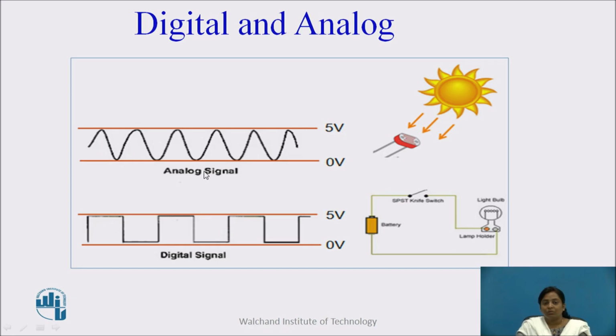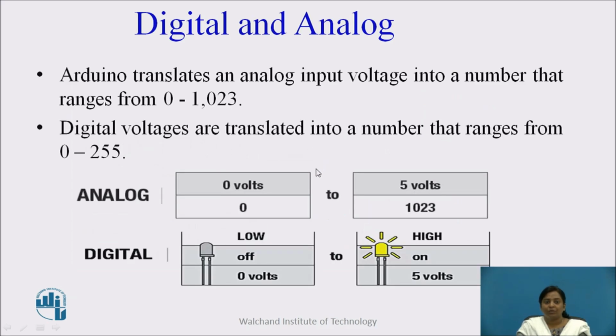Now, there are digital pins and analog pins, these two types. Digital data, as we know, is in the form of two levels, 0 volt and 5 volt. Analog is continuously changing with respect to time. So Arduino translates an analog input voltage into a number that ranges from 0 to 1023, and a digital voltage is translated into a number that ranges from 0 to 255.